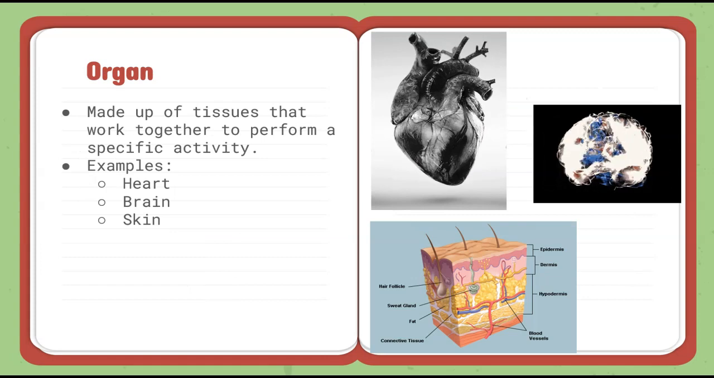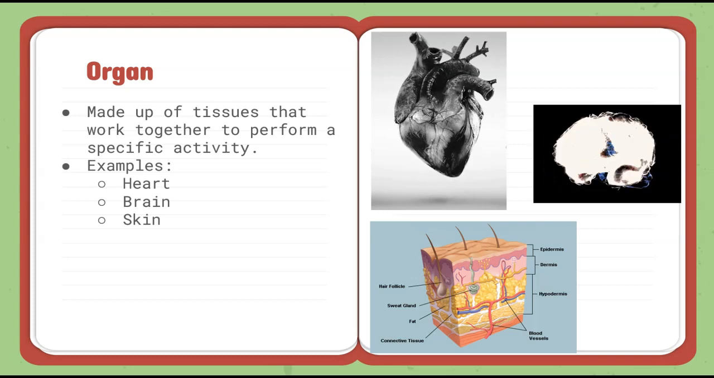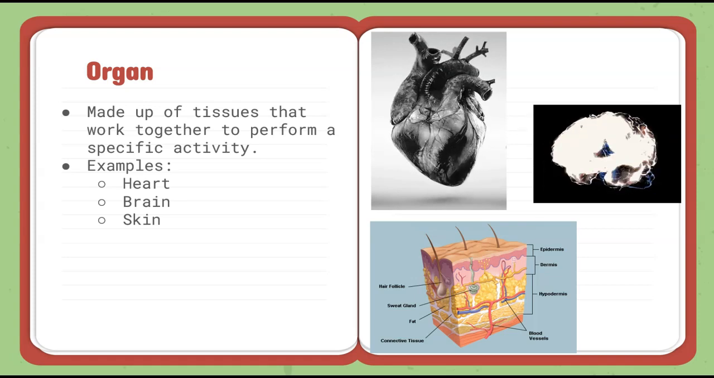Moving on is the organ. When you have a group of tissues that work together to perform a specific activity, this is what an organ is. Some examples of an organ would be heart, brain, and skin. The heart is actually made up of muscle tissues. It is a muscle that is used to pump blood throughout the human body.